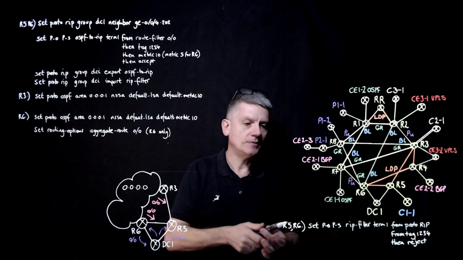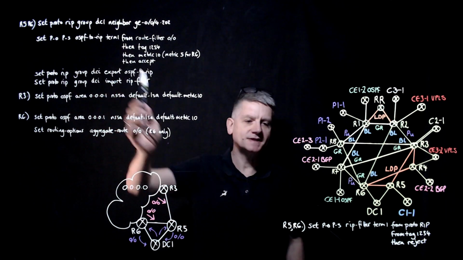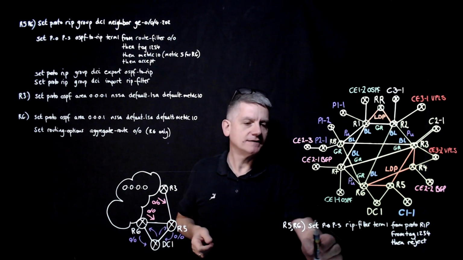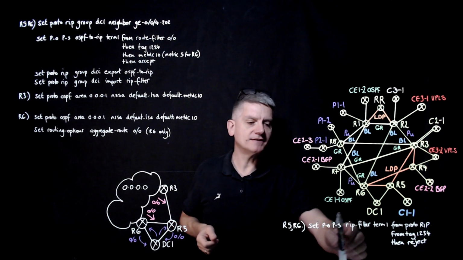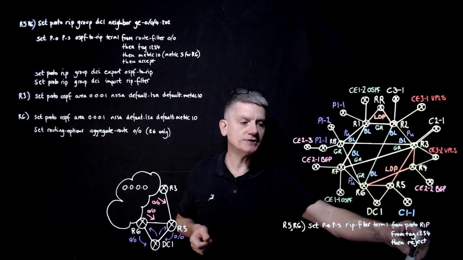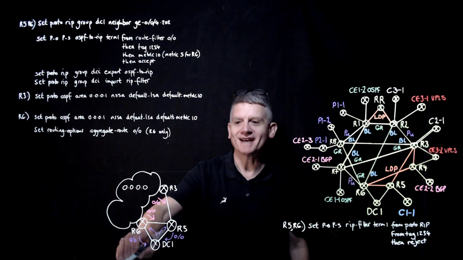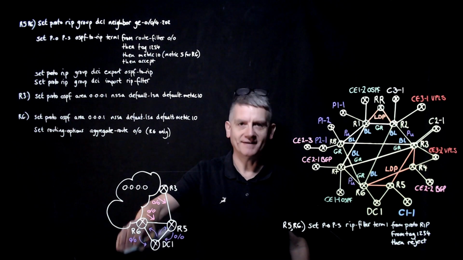Now, the RIP filter policy statement is really the inverse of the export statement with a reject. So set policy options policy statement RIP filter term 1 from protocol RIP, from tag 1234, then reject. So we're rejecting the RIP bounce back from the RIP export.